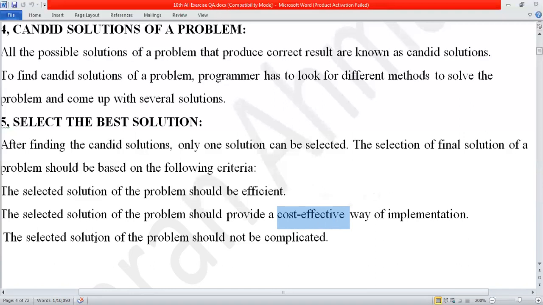Next step, the selected solution of the problem should not be complicated. Over here in the second step it was efficient, and in the fourth step, it should not be complicated. Let's say a layman sits and uses your program, then he can use your program easily, so it is efficient. And complicated means if an already well-known computer person sits at your program or uses your program, and he doesn't know what you have done, it means that this is a complicated program.